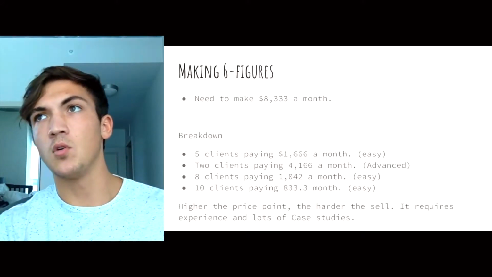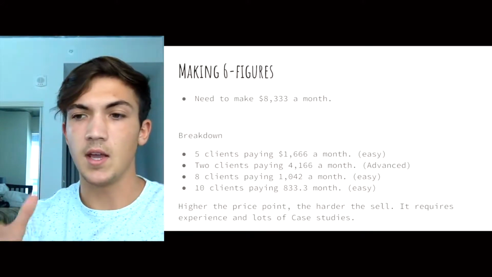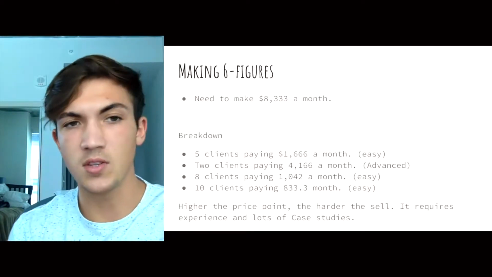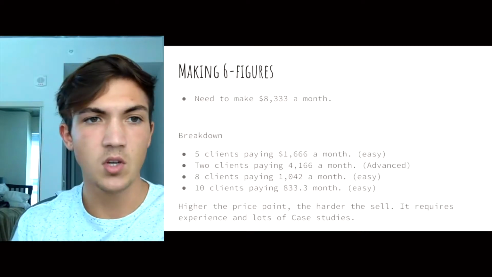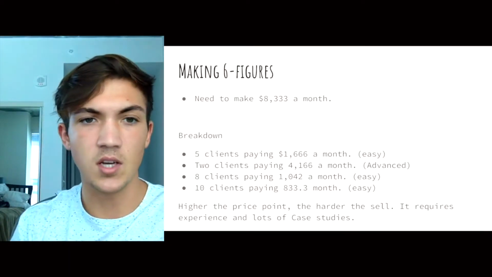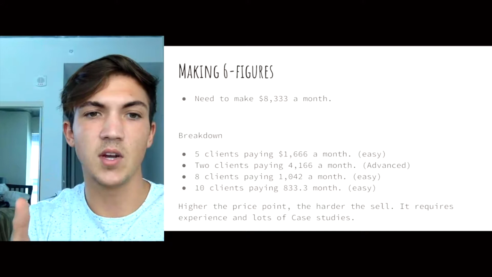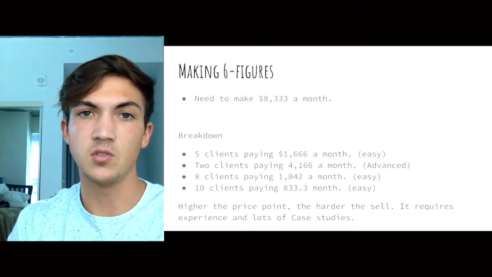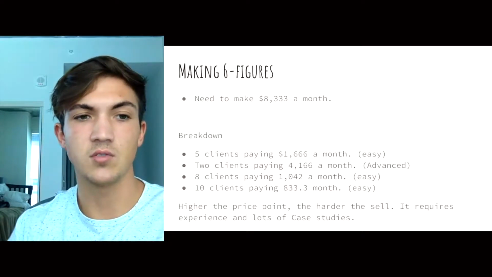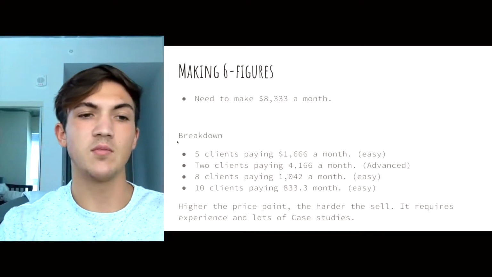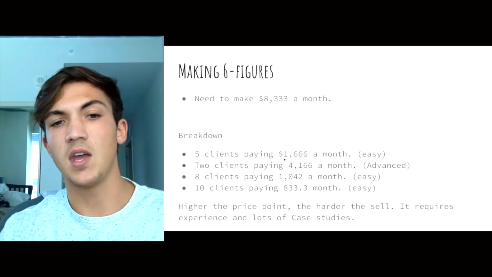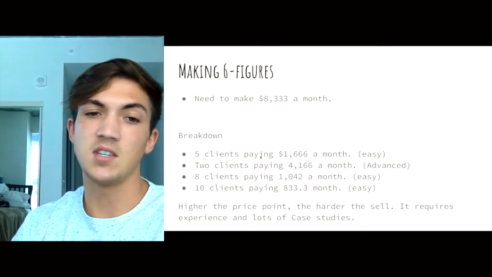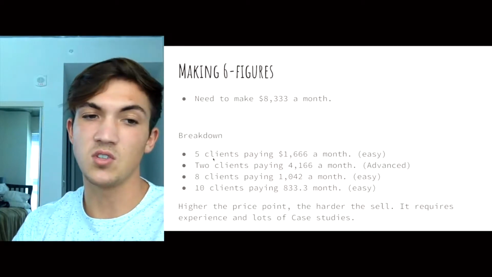So this is just a breakdown. You'll see a lot of videos about making 6 figures in social media marketing, so I broke this down because it's very, very possible. I'm 19 and our agency is already doing it. This is the breakdown: you're going to need $8,333 a month to generate 6 figures, $100,000. And then you can break it down even more: 5 clients paying $1,666 a month. I say that's easy. The lower the price point, the easier it will be to sell.